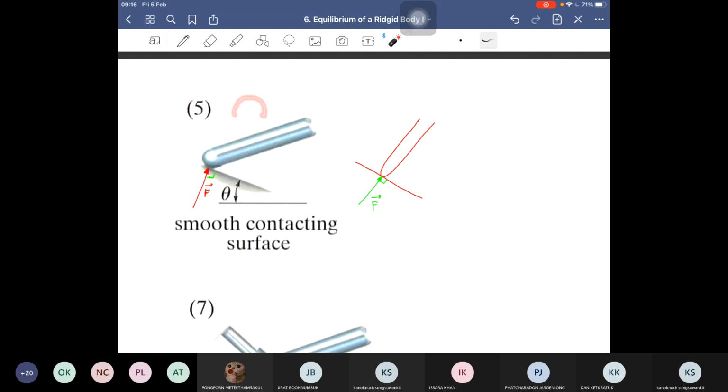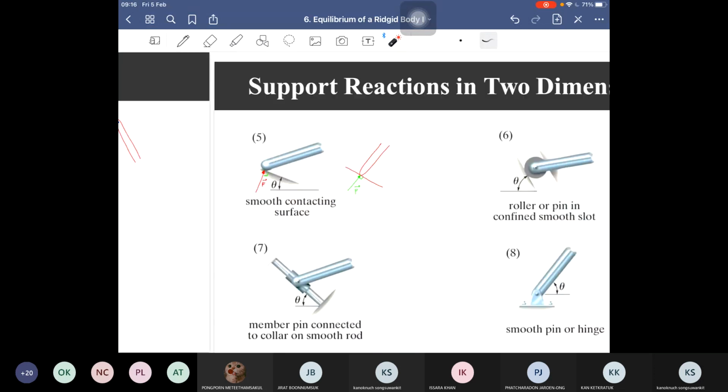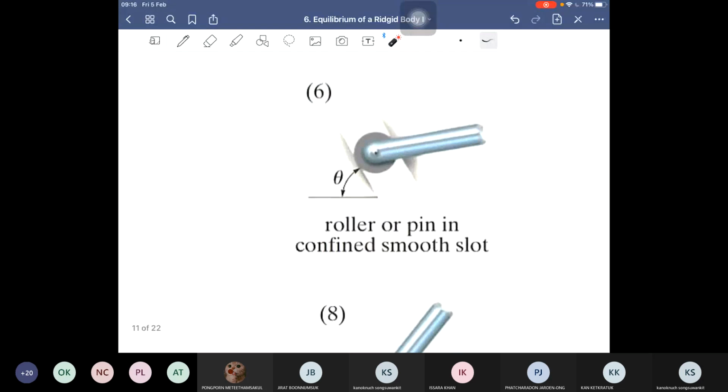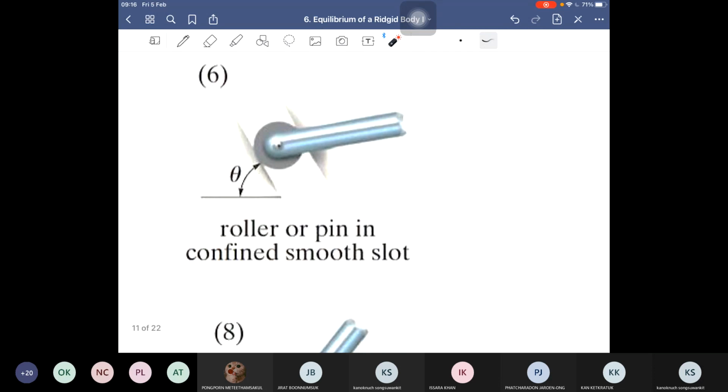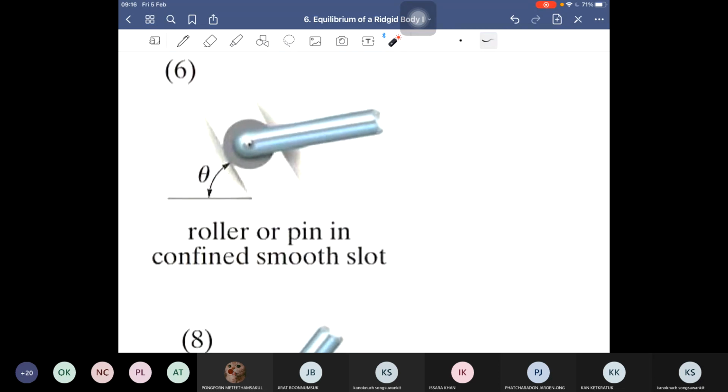So no couple moment reaction is produced. The support number 6 is the wheel that is placed between two floors, or this wheel is clamped by this floor. For this type of support, we have one unknown reaction, the force that acts perpendicular to the slot. But the direction can be possible in both directions.